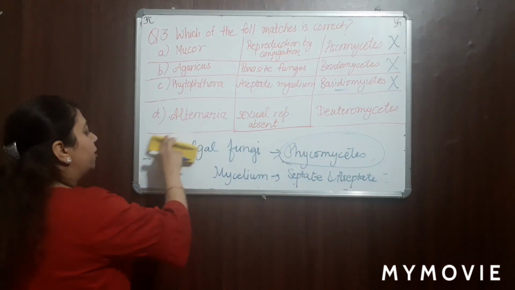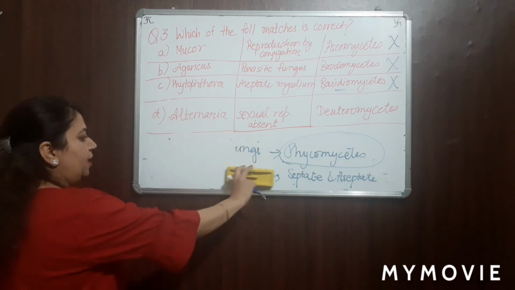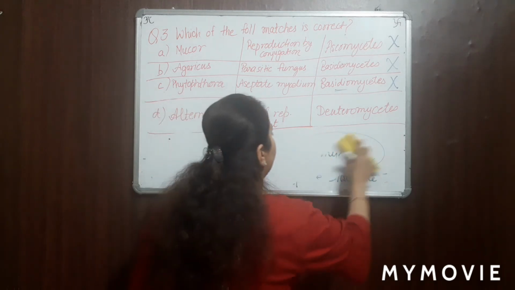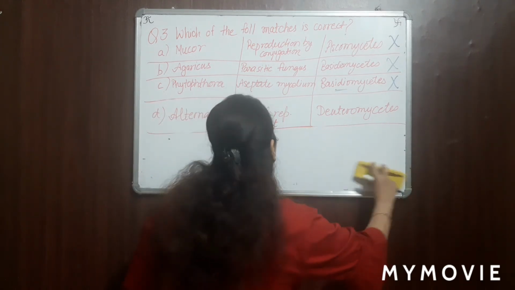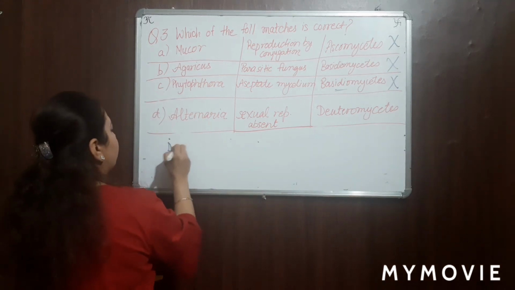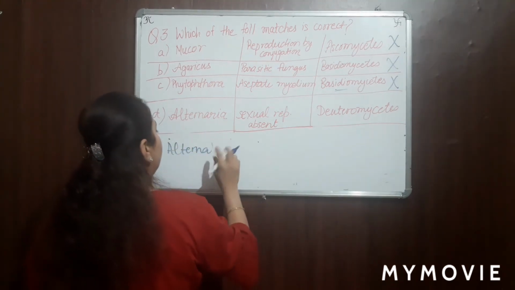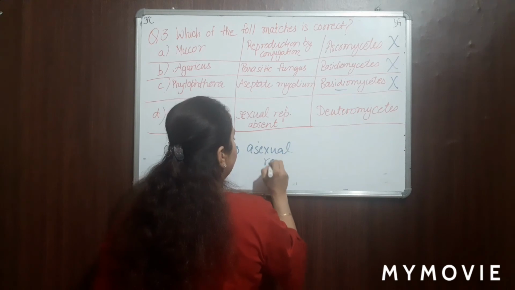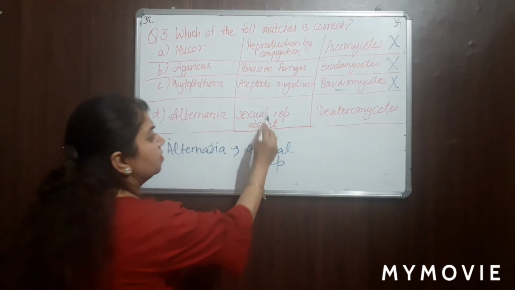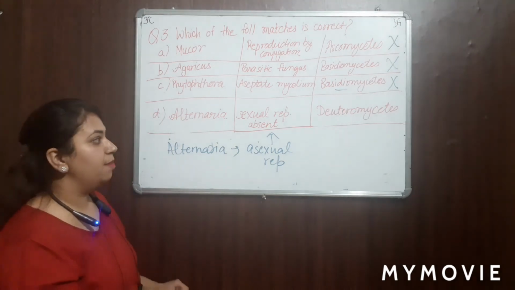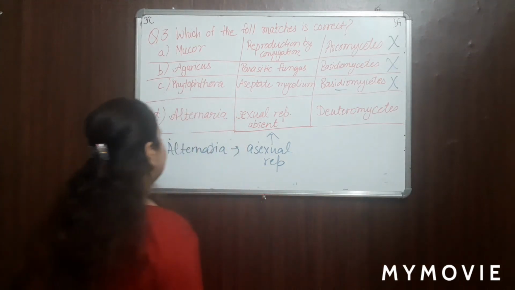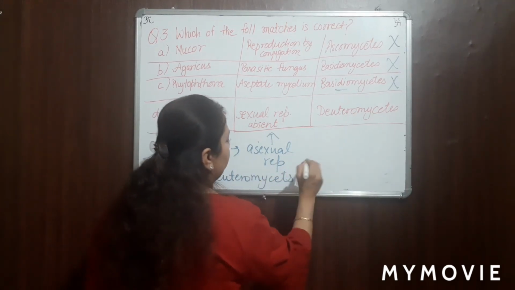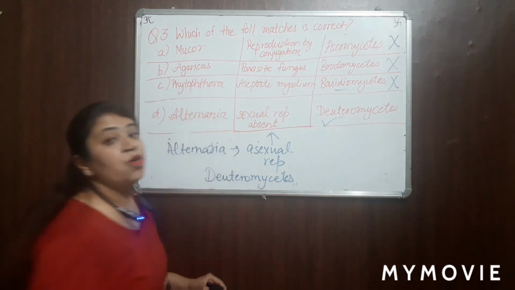Now the last one is Alternaria. Now what is Alternaria? It is a pathogen which is actually an allergen to humans. Asexual reproduction is there, right? It means sexual reproduction absent, and it is also deuteromycetes. So this is our correct option.